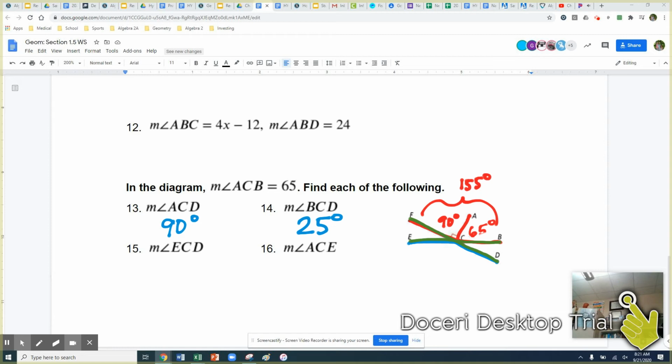So if I know that FCB is 155 degrees, I also know that ECD is also going to be 155 degrees. So I can tell because they are vertical angles. If I know that that top angle is 155, I also am going to know that that bottom angle is 155.